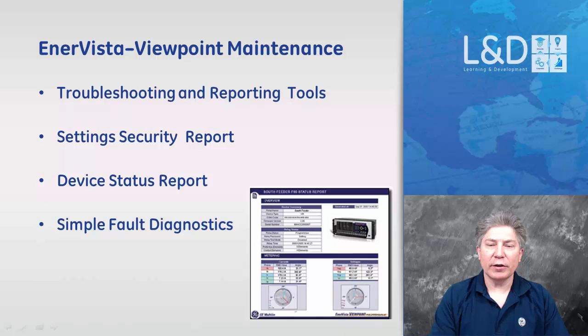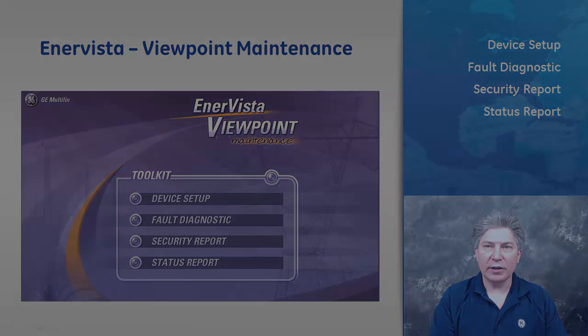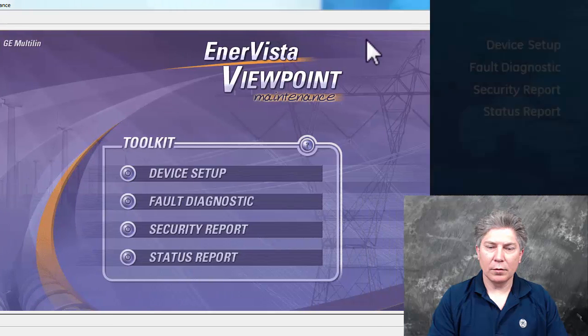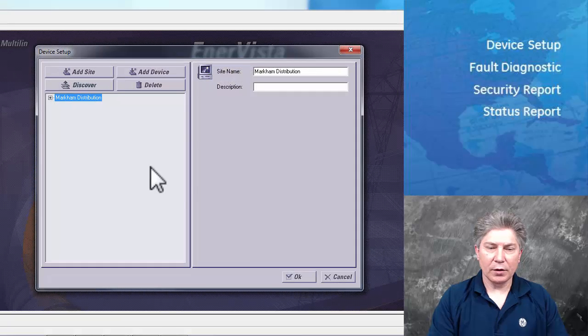So let's go into the different menus and take a look. In Viewpoint Maintenance, the main menu is divided into 4 sections: device setup, fault diagnostics, security report, and status report. So we're going to go into each one of them and show how they're set up. So let's go to the first tab, device setup. Under device setup, this is where we go in like we normally would to set up all of our Multilin products. We have the ability here to add a site.